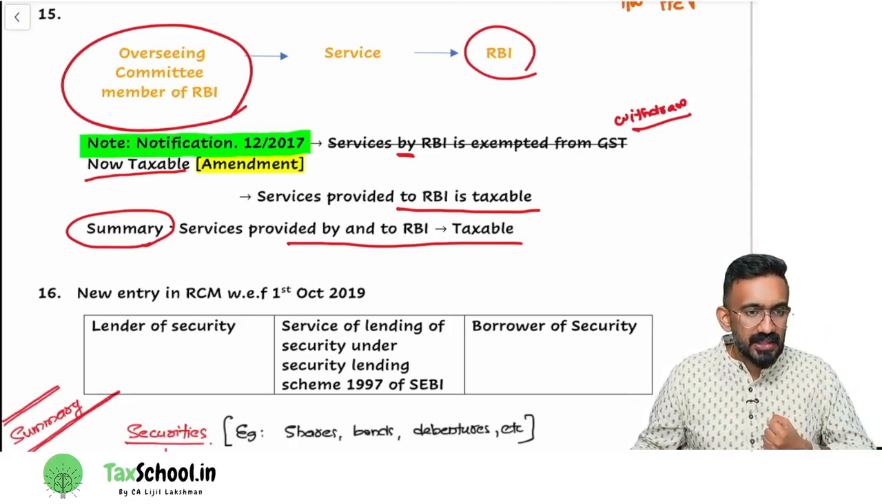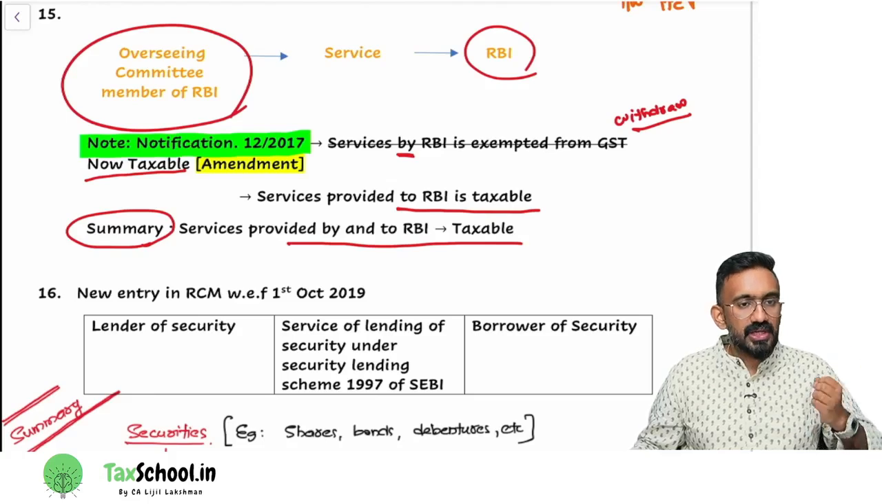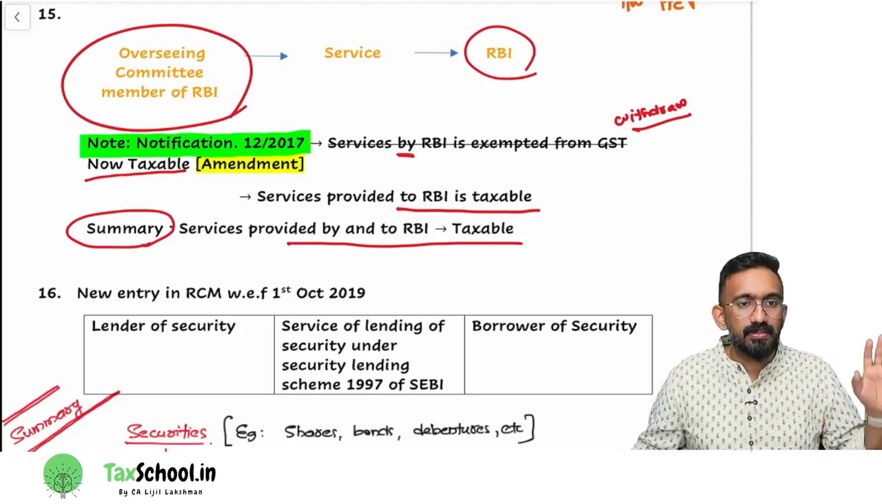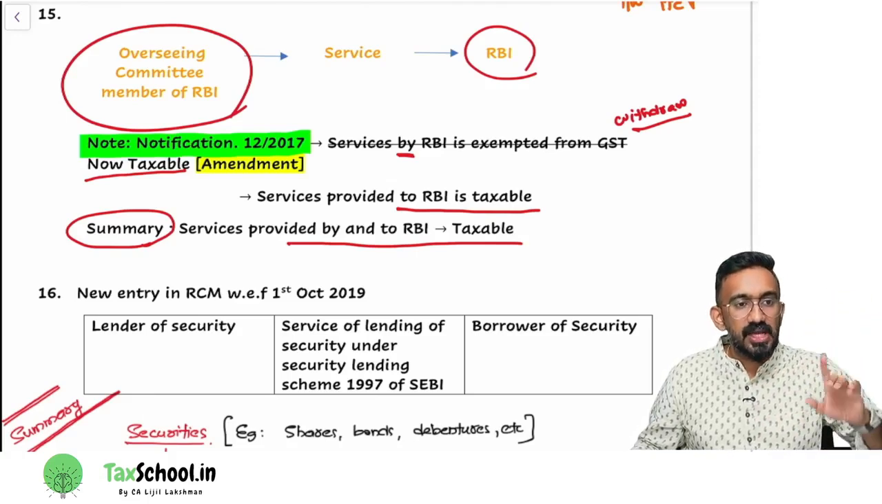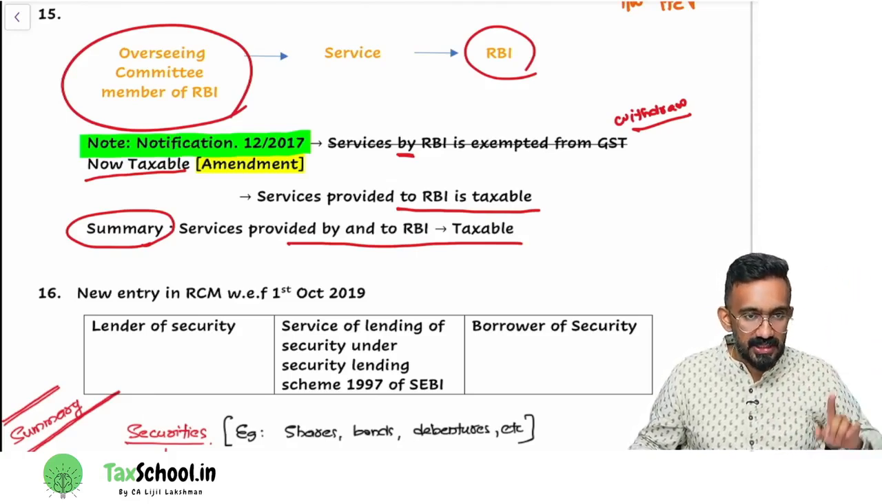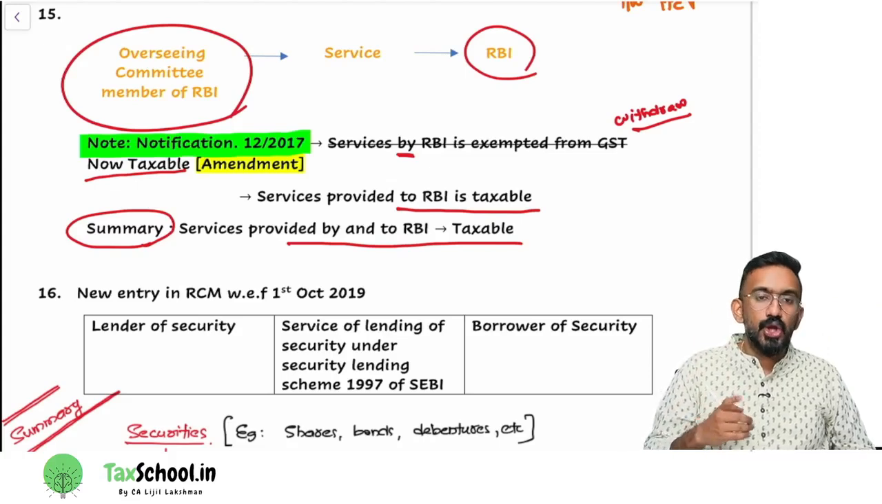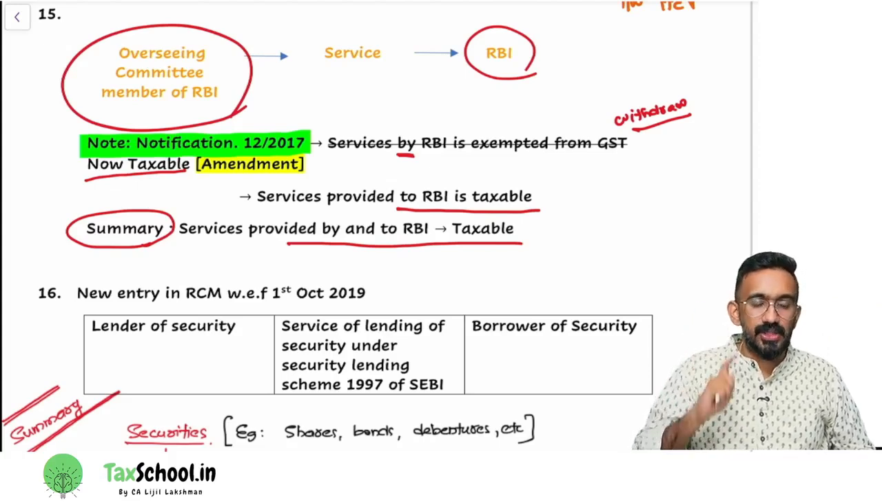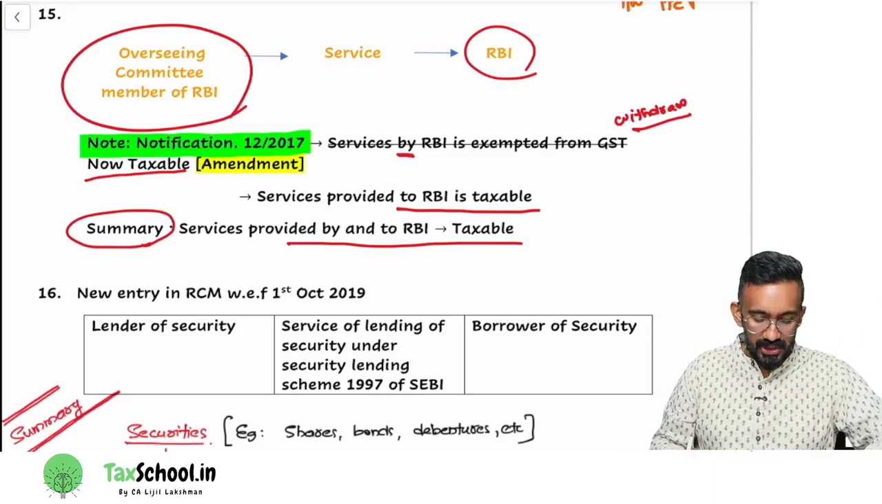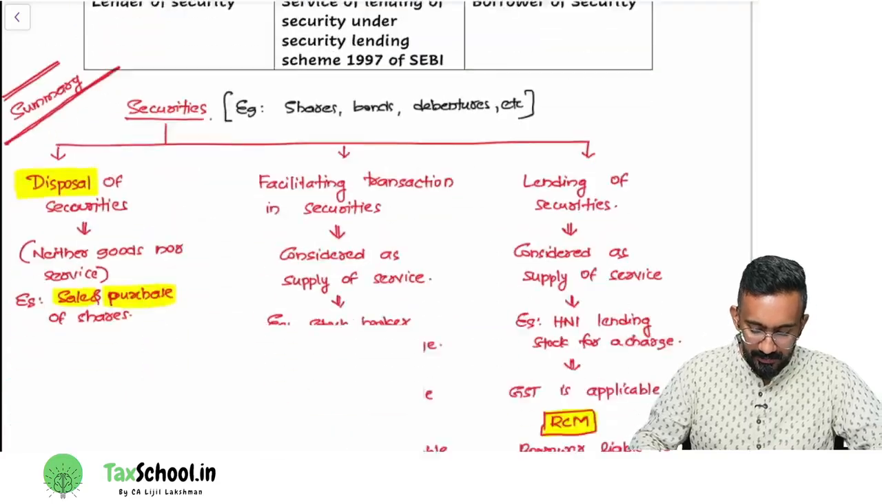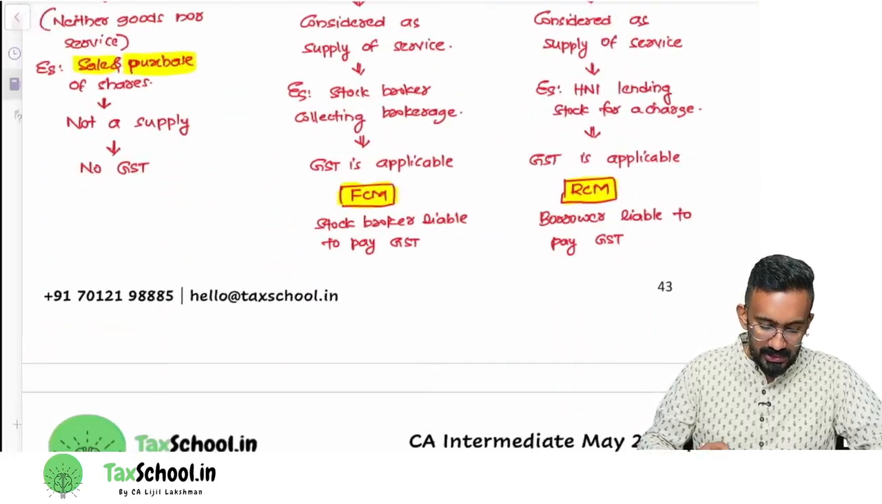Is this sitting fee taxable? Yes, because overseeing committee members are not employees of RBI. They will not be receiving salary. They will be receiving a fee, 194J income tax TDS. Therefore, it is taxable. Who has to pay the taxes is the next question. Who has to pay the taxes? It is RBI who will pay tax under reverse charge. To get your understanding perfect, I will take one question and then solve it for you.